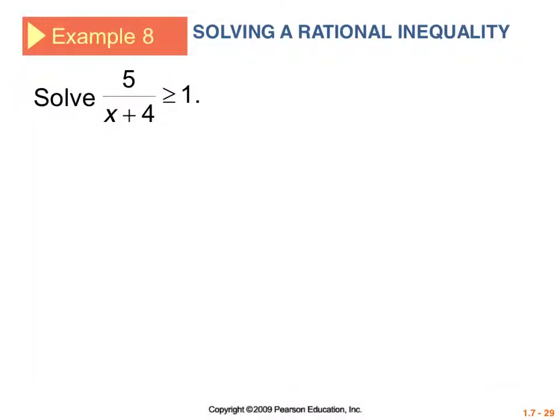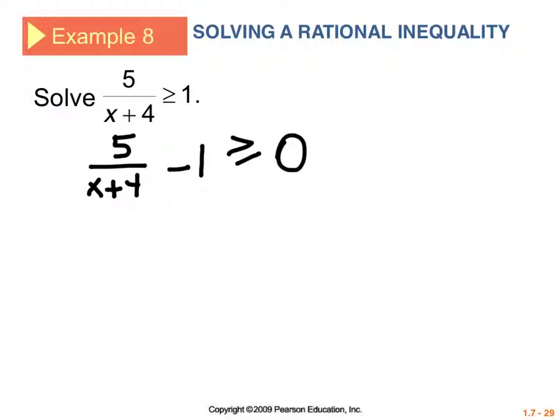Okay, so here's my rational inequality. I know it's rational because the variable's in the denominator of a fraction. And so step 1 told me that I have to move everything to one side and make everything one fraction on one side. So my first step is to subtract the 1. And so I would have 5 over x plus 4 minus 1 is greater than or equal to 0.